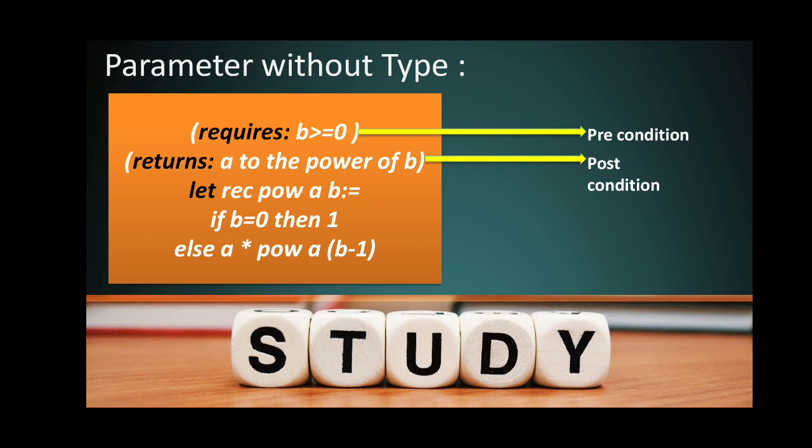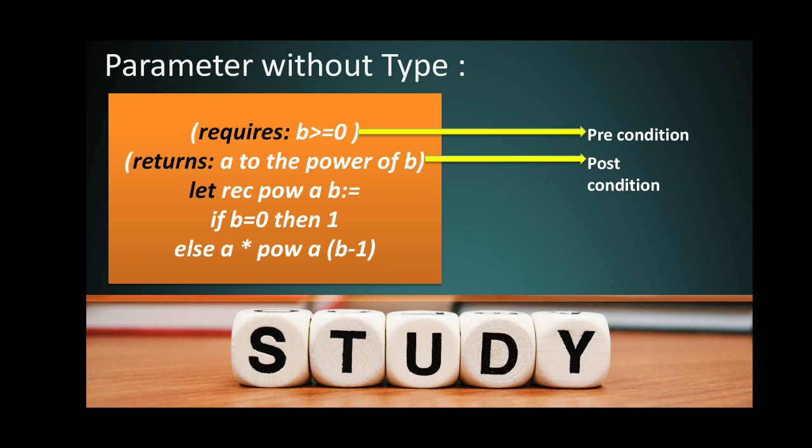Next, POW is the function name. A and B are the parameters. The function definition will work based on a particular condition, that is b greater than or equal to 0. It is called the precondition. If the condition is satisfied, then only the function will work. If the function definition is implemented, we will get the result, that is a to the power of b. It is the postcondition. Require is the precondition. Returns is the postcondition.